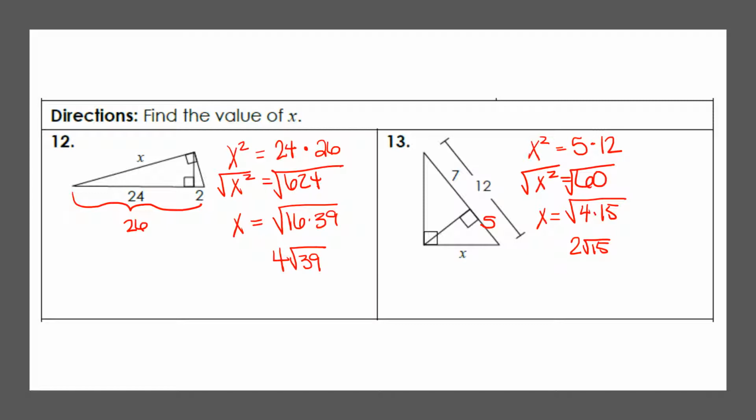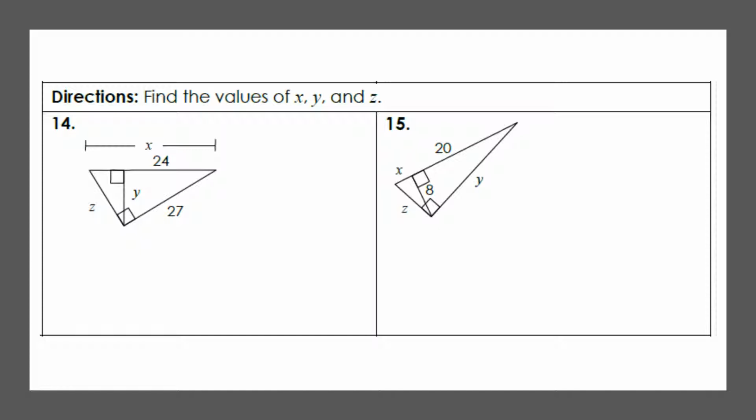If I keep moving, example 14. This one makes it a little bit bigger. I'm going to start with finding x using that leg theorem. So the leg squared, 27 squared, equals the part that touches the leg, 24, times the entire length, x. So whenever I take 27 and I square it, I get 729 equals 24x. If I divide everything by 24, I get 30.375.